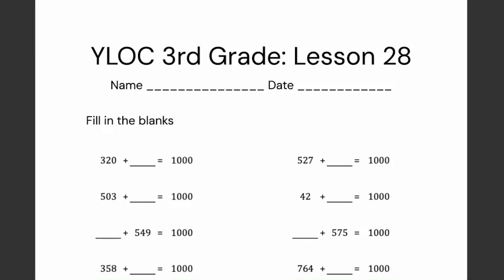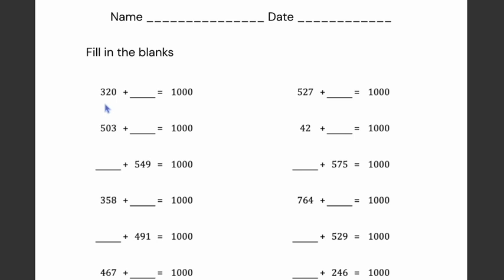This is Wylock 3rd grade worksheet lesson 28. Fill in the blanks. So for the first problem, we have 320 plus blank equals 1000. So we need to find out how much we need to add to 320 to get 1000. And the way we do that is by taking away 320 from 1000.